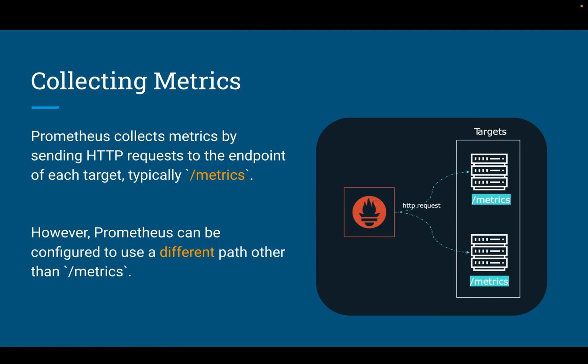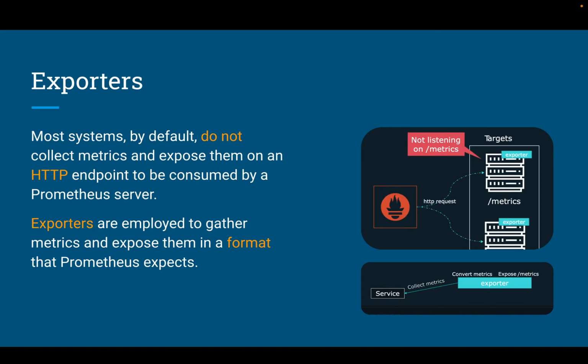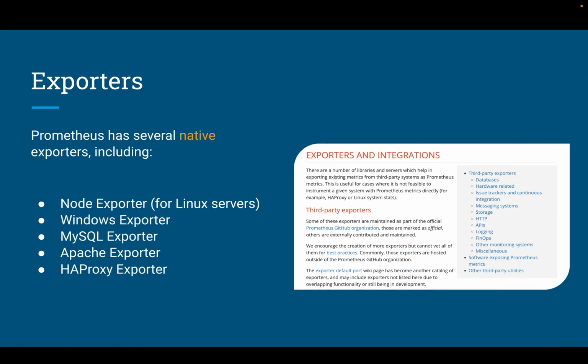How will Prometheus collect metrics from its targets? Basically, it will make HTTP requests to each of its targets at the /metrics endpoint. However, this /metrics is not very rigid; Prometheus allows us to customize it for each server. As I said earlier, not all servers by default export metrics in the format required by Prometheus. So to make it possible, we install something called an exporter in each server. The job of the exporter is to collect insights from the server and format them in such a way that Prometheus will understand. Prometheus has several native exporters, including Node Exporter, Windows Exporter, MySQL Exporter, Apache Exporter, and HAProxy.